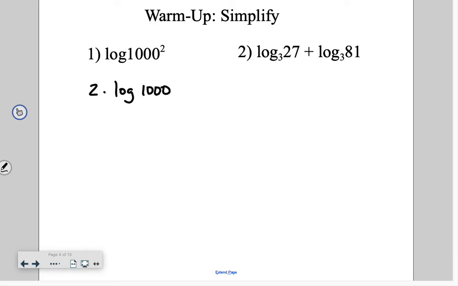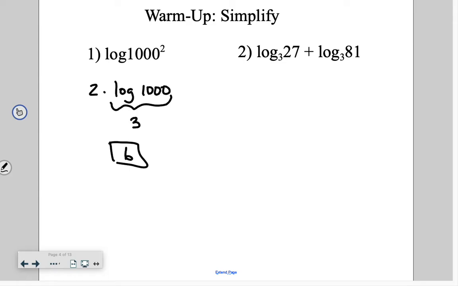What's the log of 1,000? What's it equal? You should be able to do this in your head. Somebody said 3. Why? What base are we doing? 10 to what power gives you 1,000? 3. This is just 3 times the 2 that's out front. There's your answer. It's 6. The log of 1,000 really is saying 10 to what power gives you 1,000? 10 squared is 100. 10 to the 3rd power is 1,000.